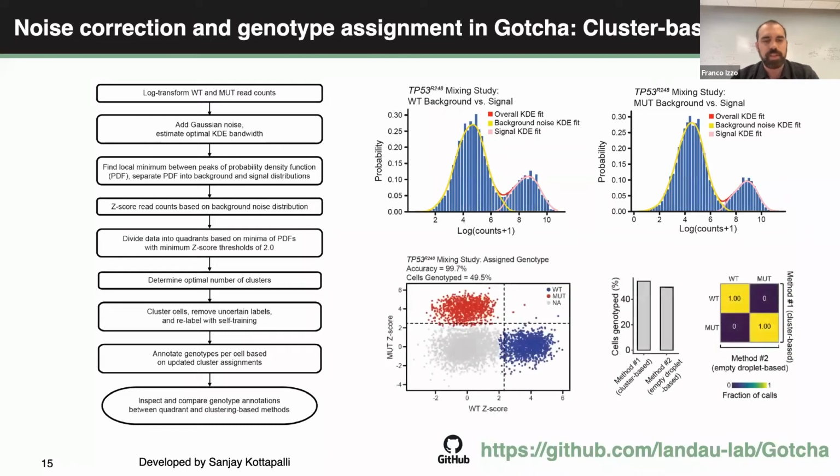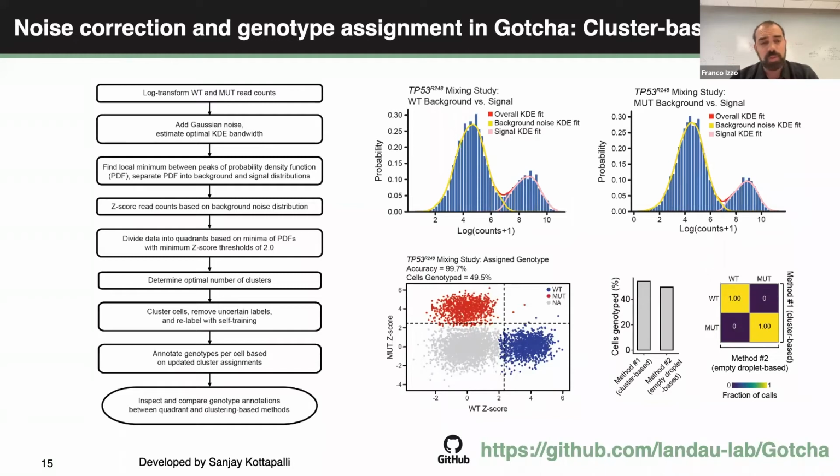So after identifying thresholds for the noise and signal modes, we can calculate Z-score for wild-type and mutant reads and cluster the cells based on their read values. So this approach resulted in the high accuracy that we saw in the previous experiment, and it very efficiently identifies genotypes from the GoTChA libraries.